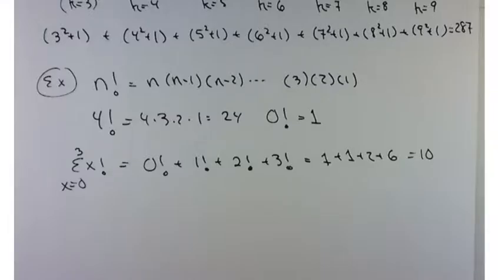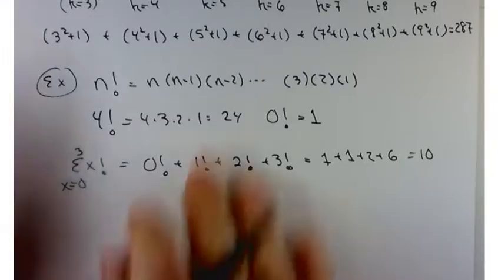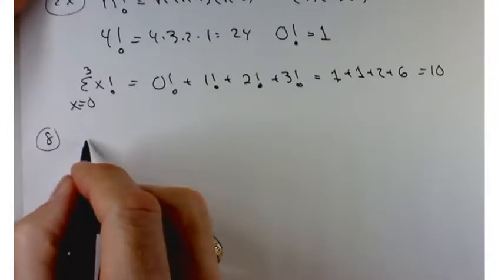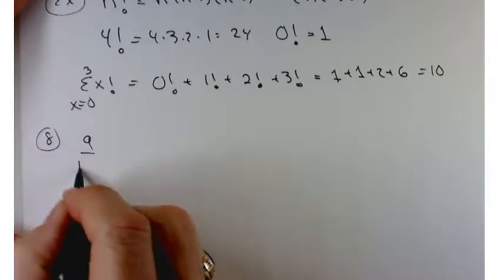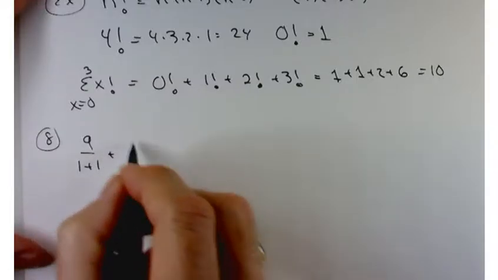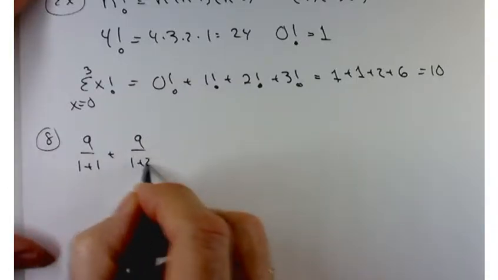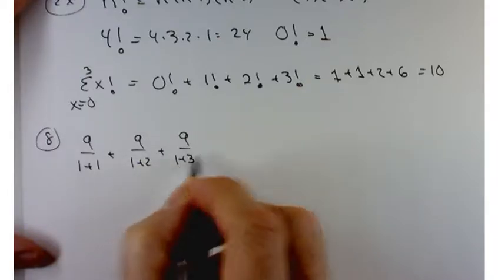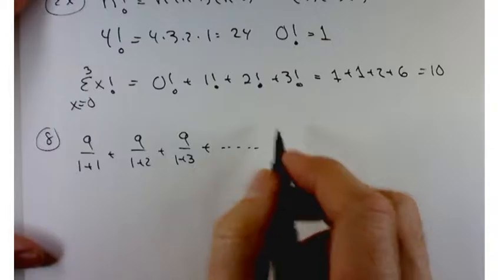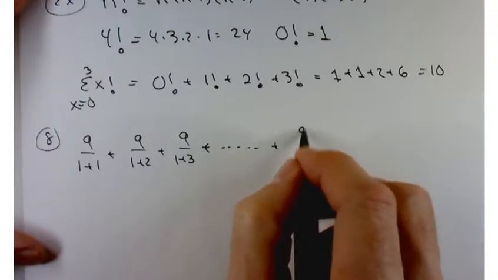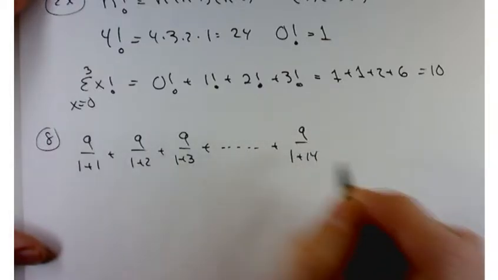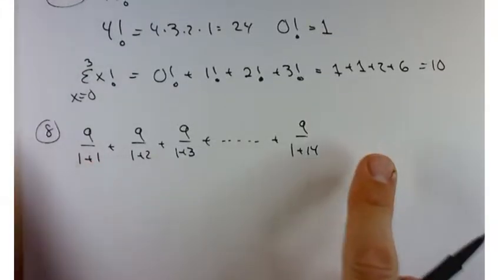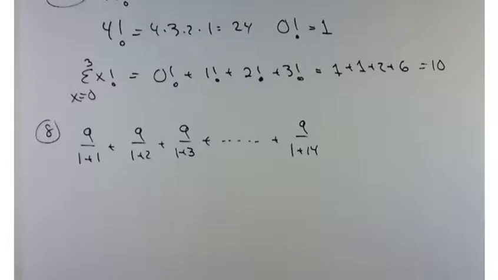Let's move up to problem number 8. Problem number 8 looks like this. 9 over 1 plus 1, plus 9 over 1 plus 2, plus 9 over 1 plus 3, dot dot dot, all the way down to 9 over 1 plus 14. So you've got a sum written like this, but if we wanted to write it more concisely, we can write it with a summation.